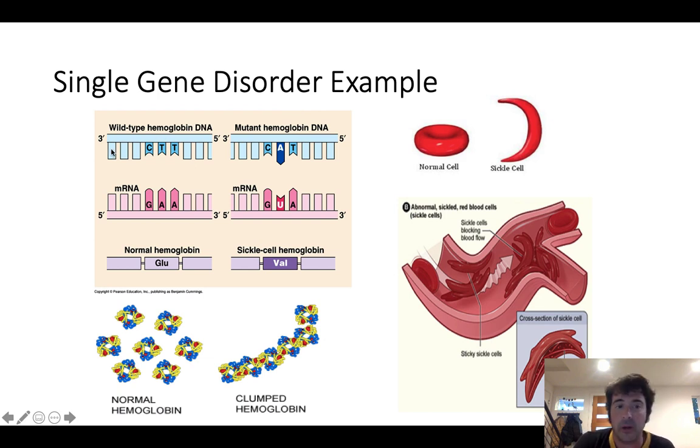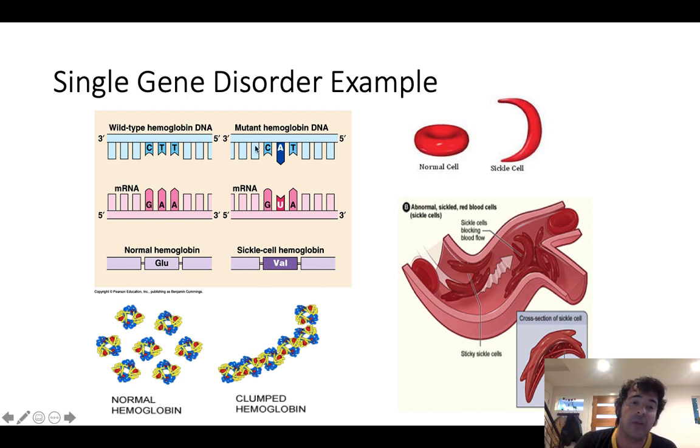Wild type hemoglobin. Here's your DNA. Hemoglobin is a protein you find in red blood cells that carries oxygen around. So at this segment of the gene, you have CTT. Your mRNA is GAA. Your amino acid is glutamine, right? The protein that's produced when you throw that in there is hemoglobin. When hemoglobin is normal, right, the red blood cell takes on this biconcave shape that can fit through capillaries effectively in the cardiovascular system and deliver oxygen effectively to the tissues in your body.